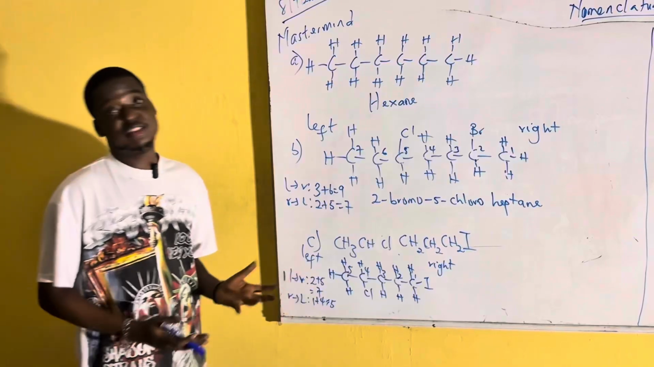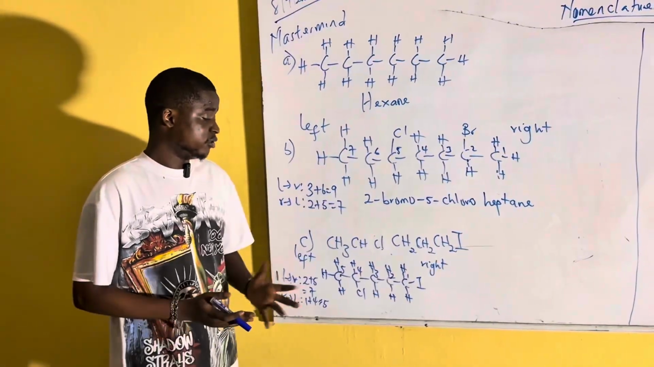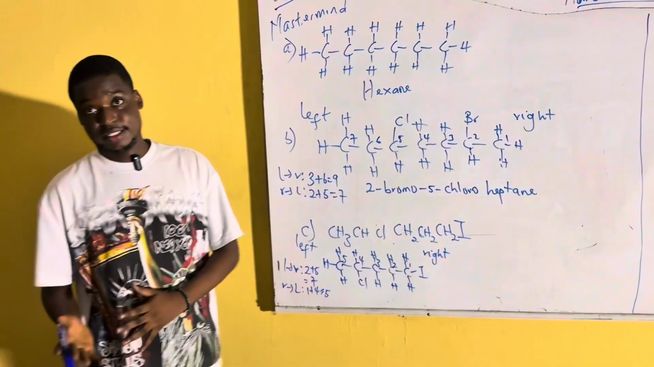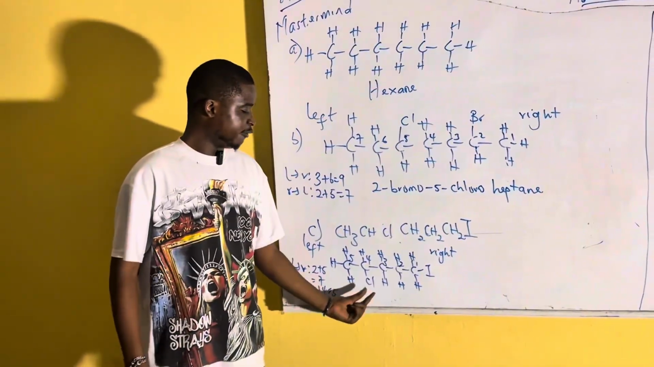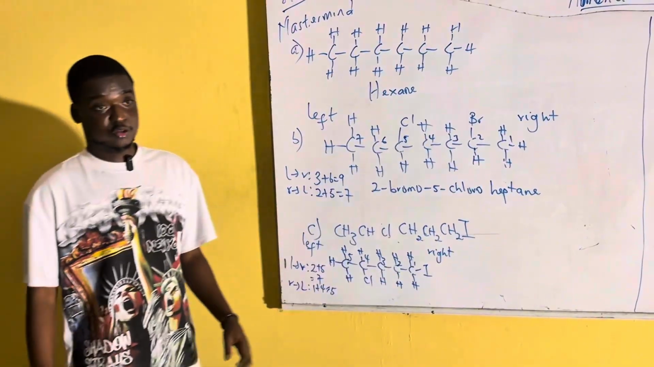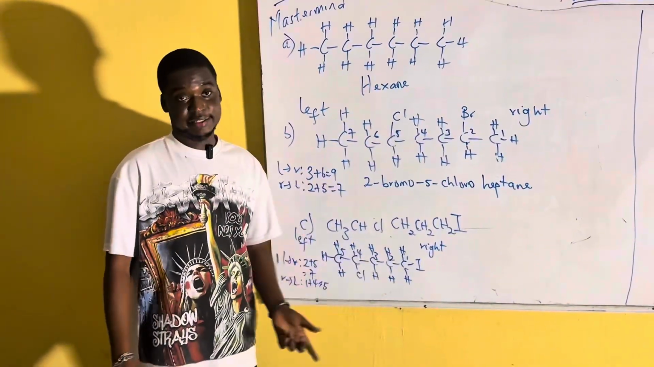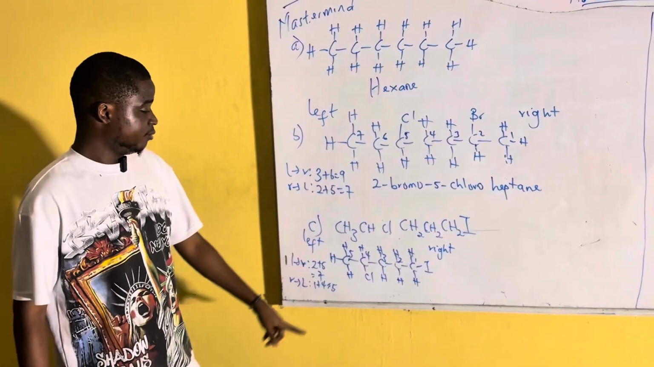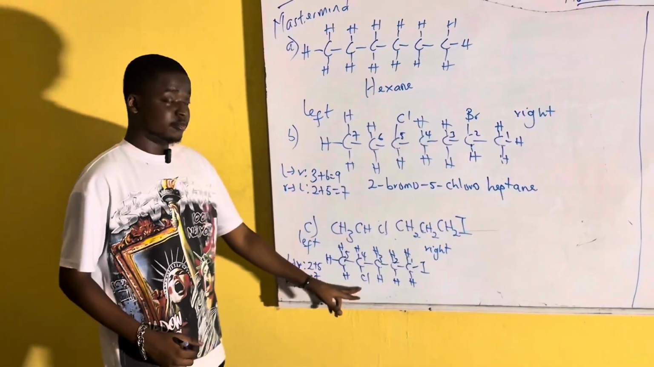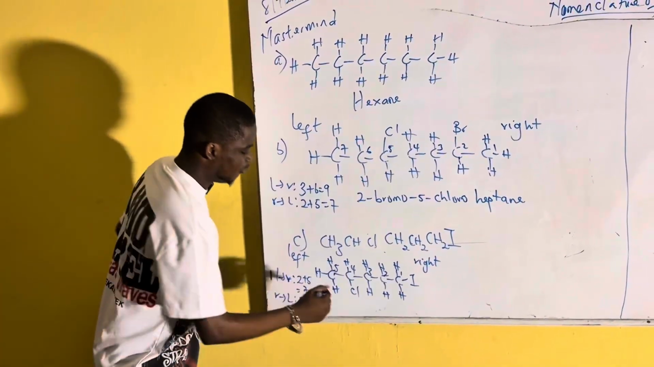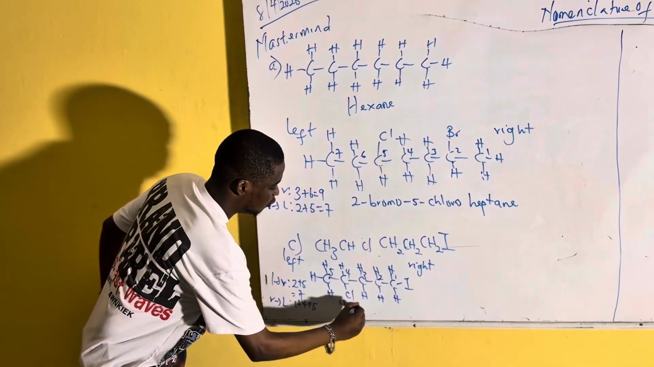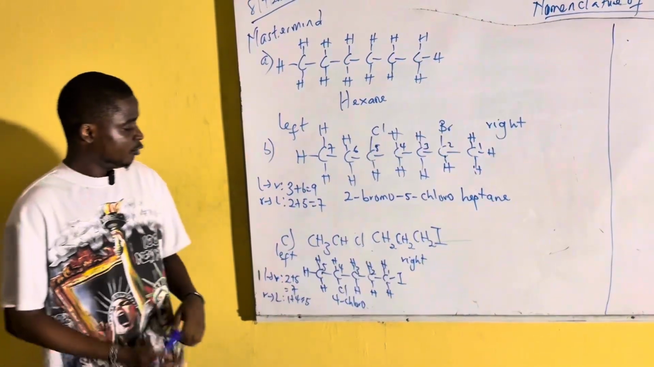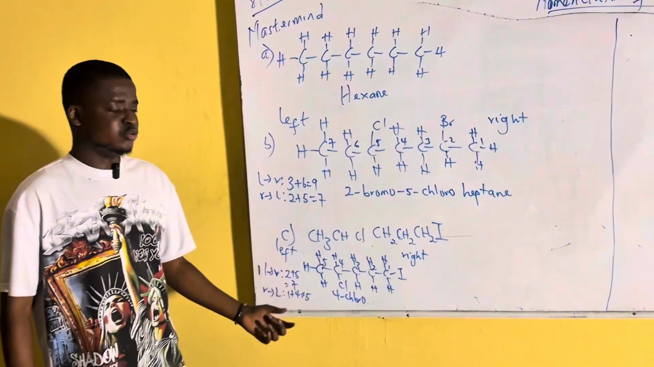The next thing is to name it using the IUPAC rule, which says that substituent groups must be named in alphabetical order. We have chlorine and iodine here, and based on the alphabet, C comes before I. So the name of this structure, starting from chlorine attached to carbon 4, is 4-chloro. So we are done with chlorine. The next thing is iodine.